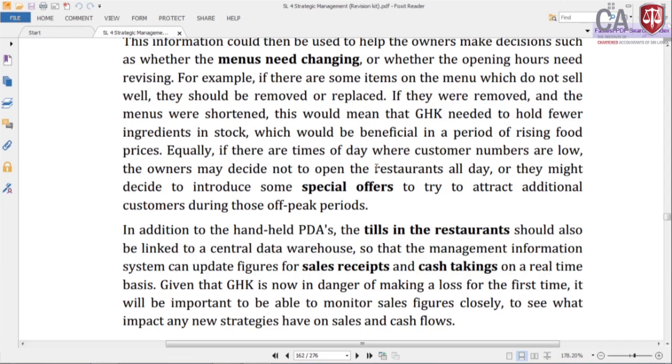Say there are some time periods where you have found that very few customers come. You can find that by analyzing the information in the database through the information system. Then you can take a decision, or you close down the restaurant during that particular time. For example, say the time between 3 and 5, right? You may take a decision to close down then, or you may try to use some promotional method to attract some customers during that particular period.